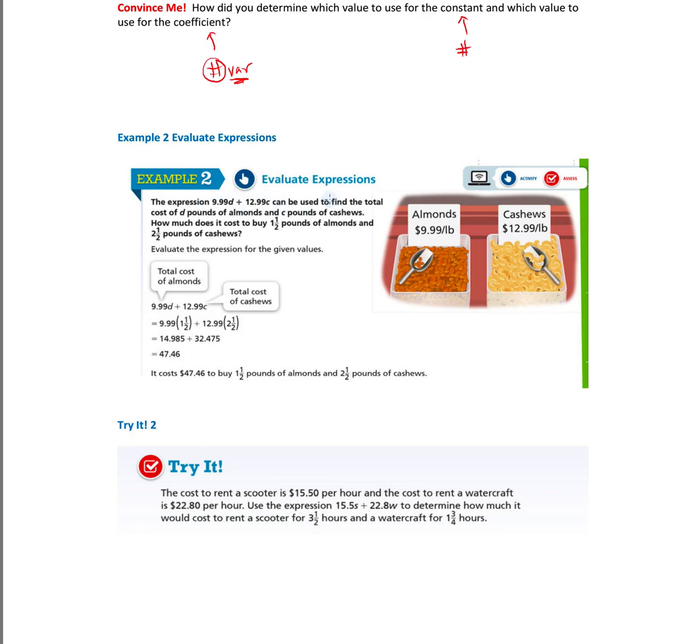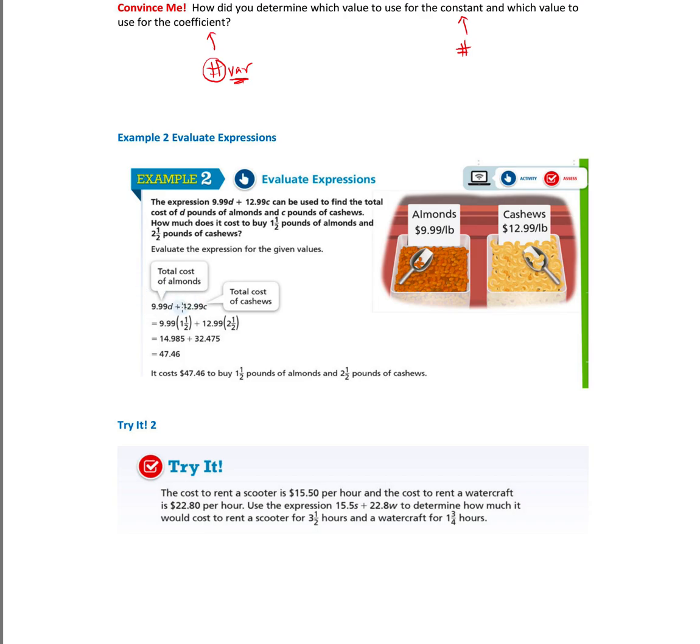You should ask me, hey, what is the d? What is the value for that? And then what is the value for c? You can't really evaluate an expression, or do much with it, if you don't know the value of the variables. When you know the value of the variables, we're going to substitute those values in for those variables, and what that does is it turns it into a numerical expression.